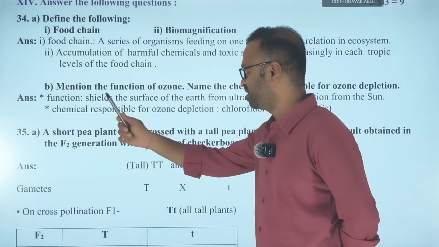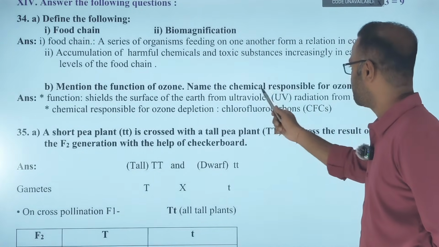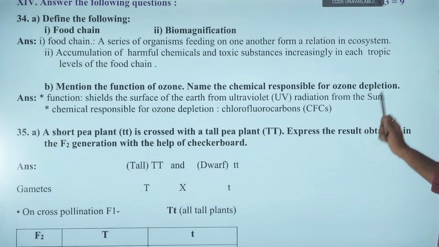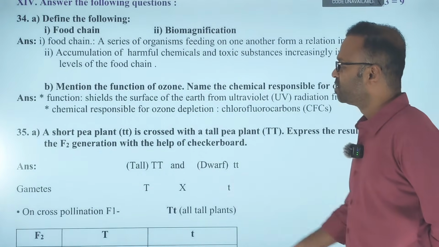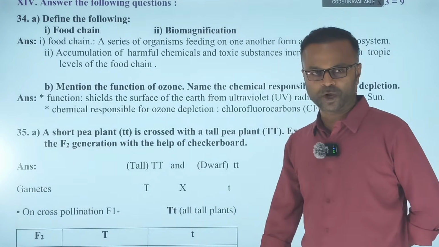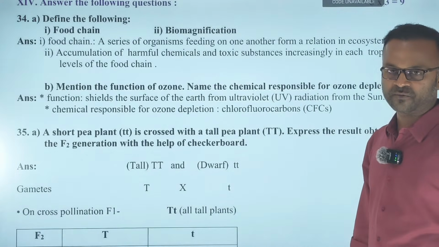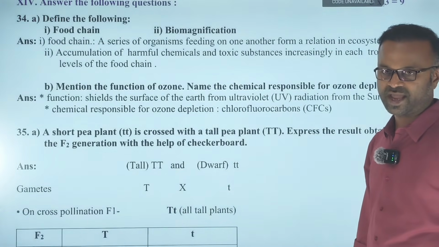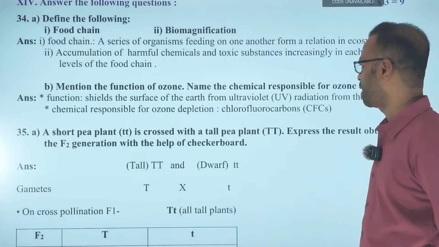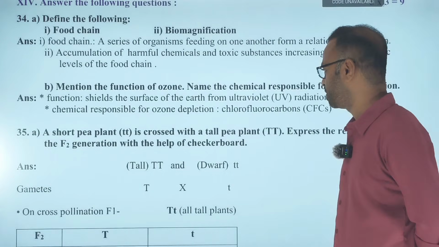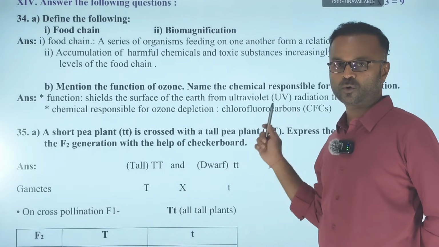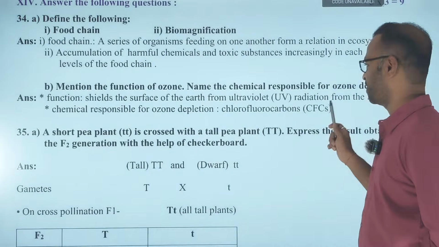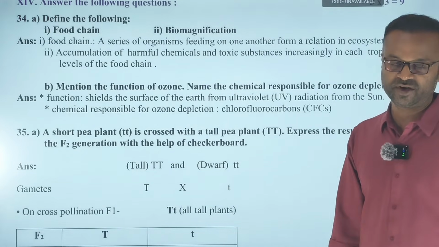The next sub question is: mention the function of ozone. Name the chemical responsible for ozone depletion. So ozone is a kind of protective layer which will avoid the entry of ultraviolet rays which can cause cancer or plant diseases and all. And the chemical responsible for ozone depletion is chlorofluorocarbon, that is the CFCs, which are used in refrigerators and air conditioners.